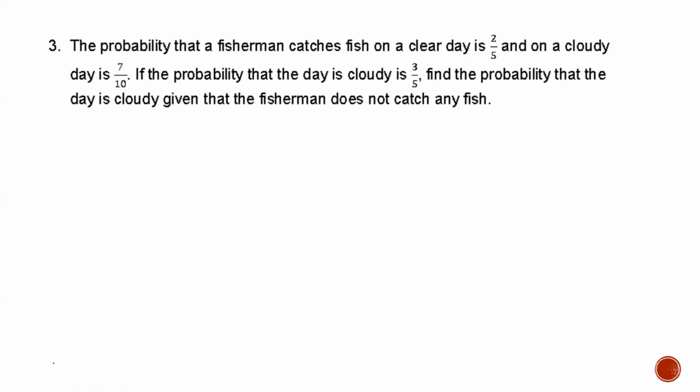Question 3, the probability question. We're being told that the probability that a fisherman catches fish on a clear day is 2 out of 5, and on a cloudy day it's 7 out of 10. So being asked to find the probability that the day is cloudy given that the fisherman does not catch any fish, if the probability that the day is cloudy is 3 out of 5.